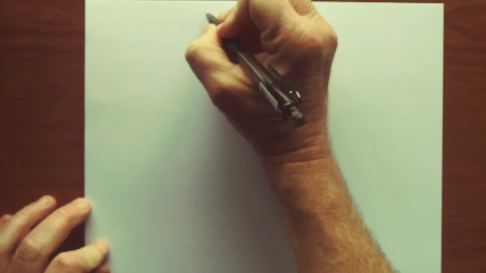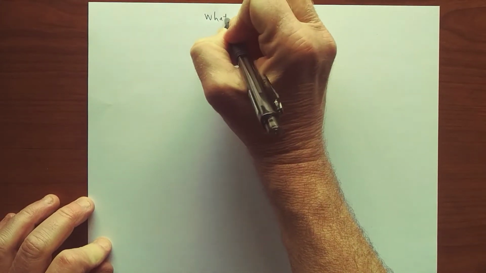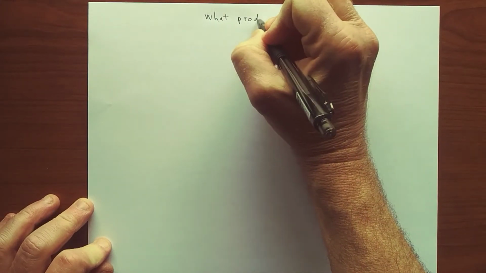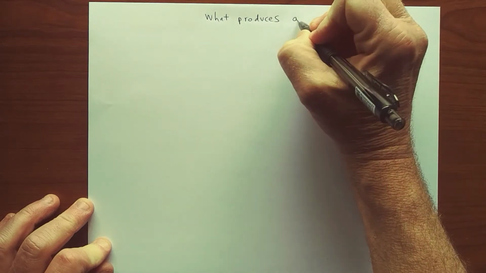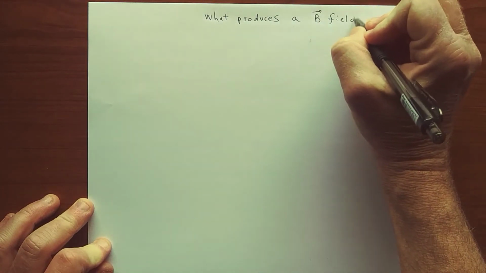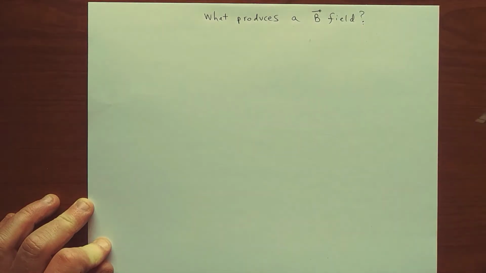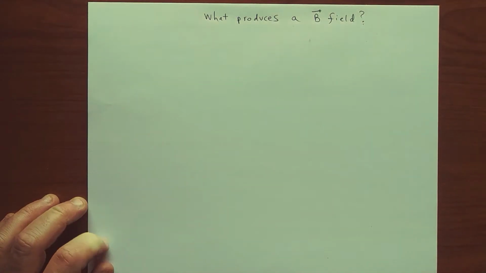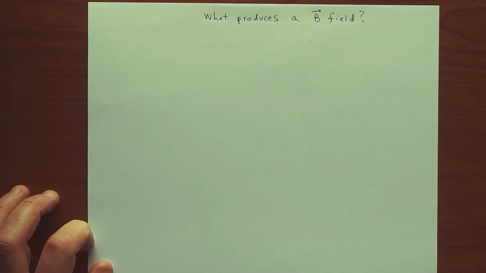Okay, so we want to now address the question of what produces a magnetic field. So what produces a B field? And the answer is going to be charged particles in motion, or currents.